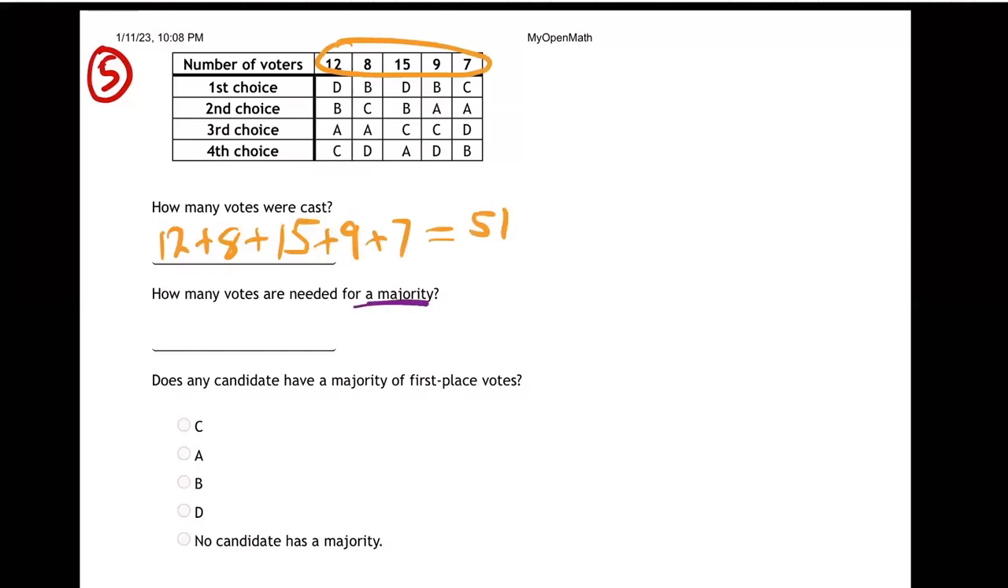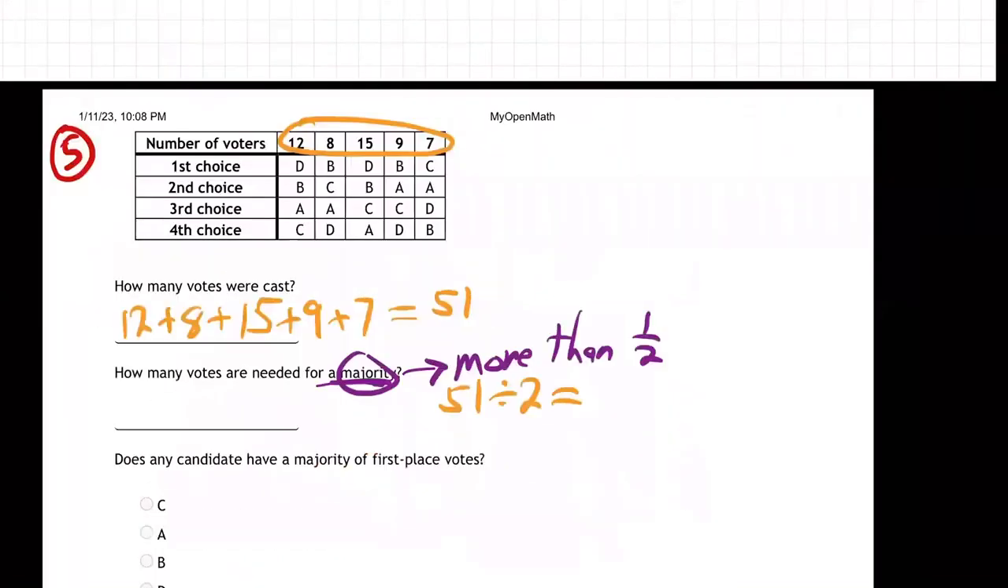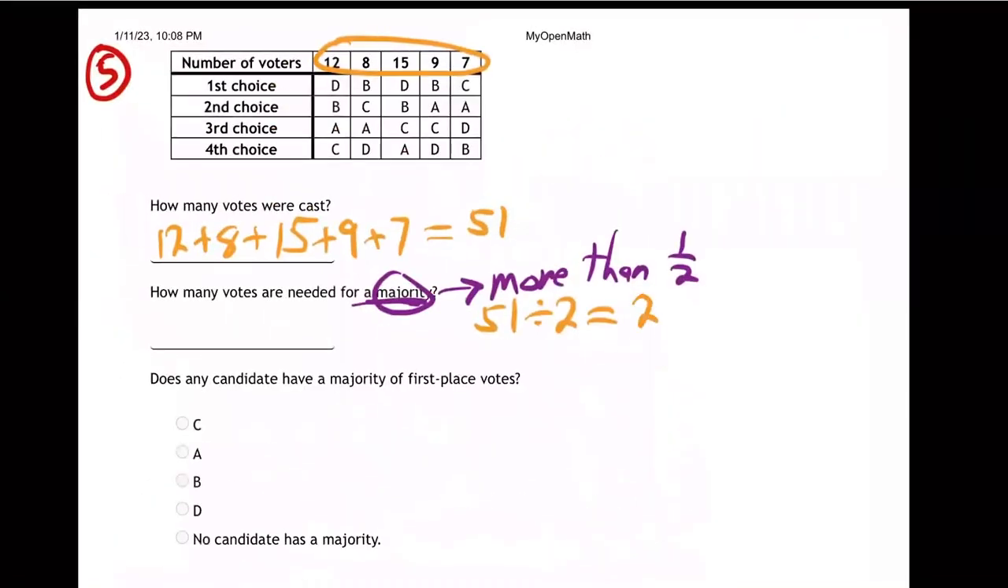How many votes are needed for a majority? What does majority mean? Majority means more than half. So therefore, you've got to take that 51 and divide it by 2. You've got to find out what half of it is. If you do that, you're going to get 25.5. But you've got to get more than half.